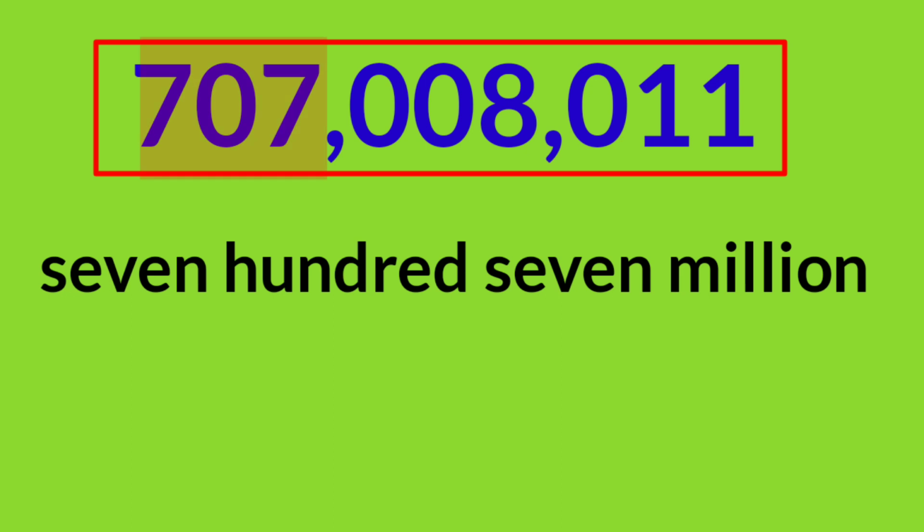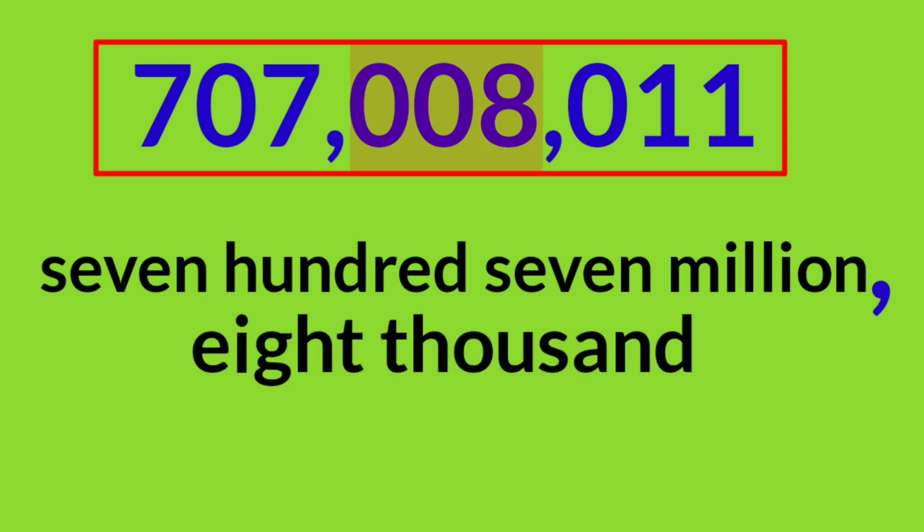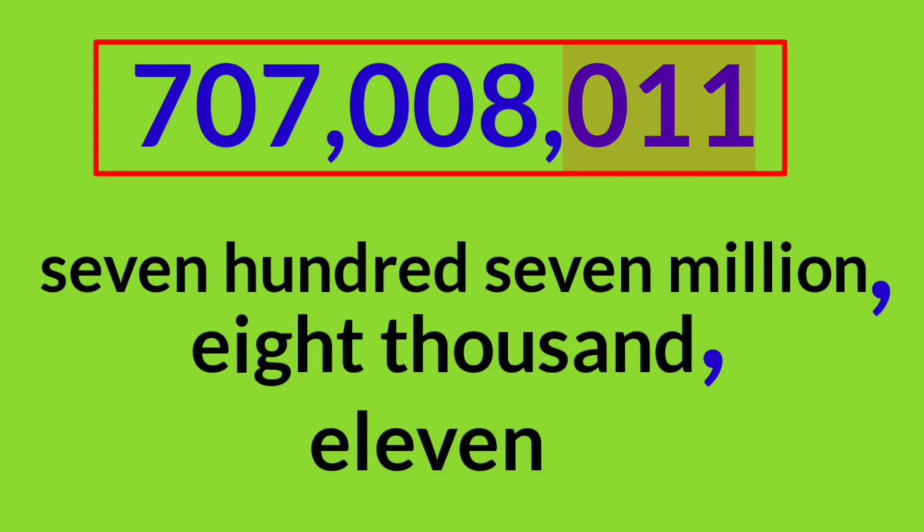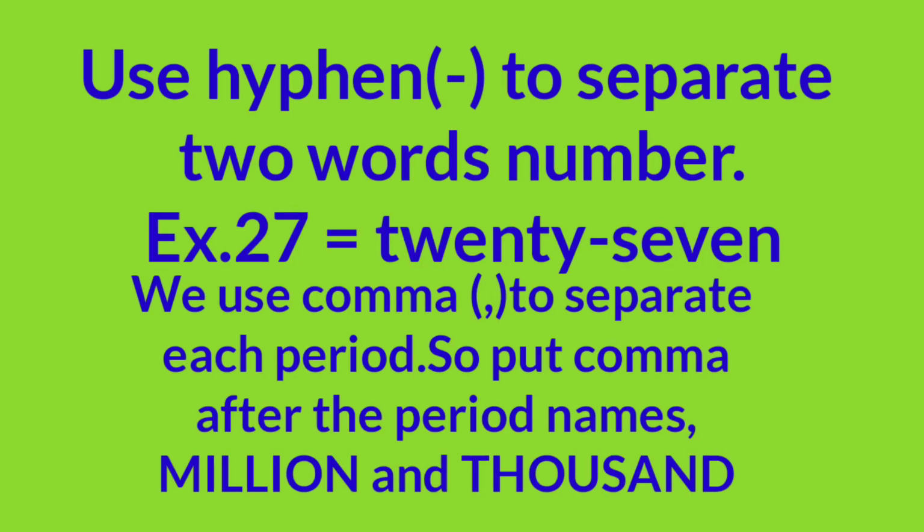Let's have the last example. 707,008,011. Write it in words. So after million, you have to put a comma. Then 8,000. After thousand, write a comma. Then we have the last number, read as 11. And this is how we write the number 707,008,011 in words. And those are all the examples in writing numbers in words.